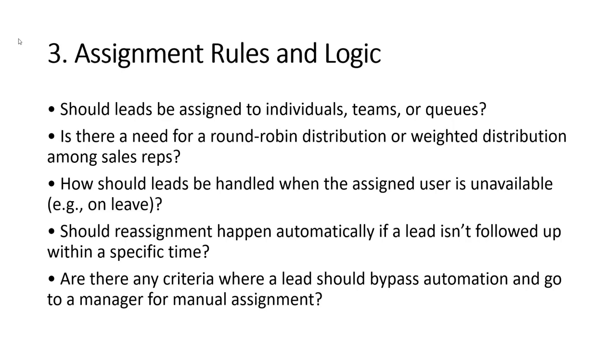How should leads be handled when the assigned user is unavailable? What will happen if the assigned user is unavailable, if we are enabling the round robin distribution? And should reassignment happen automatically if a lead is not followed up within a specific time? Are there any criteria when a lead should bypass automation and go to a manager for manual assignment? What would be the criteria if we want to bypass this automation?